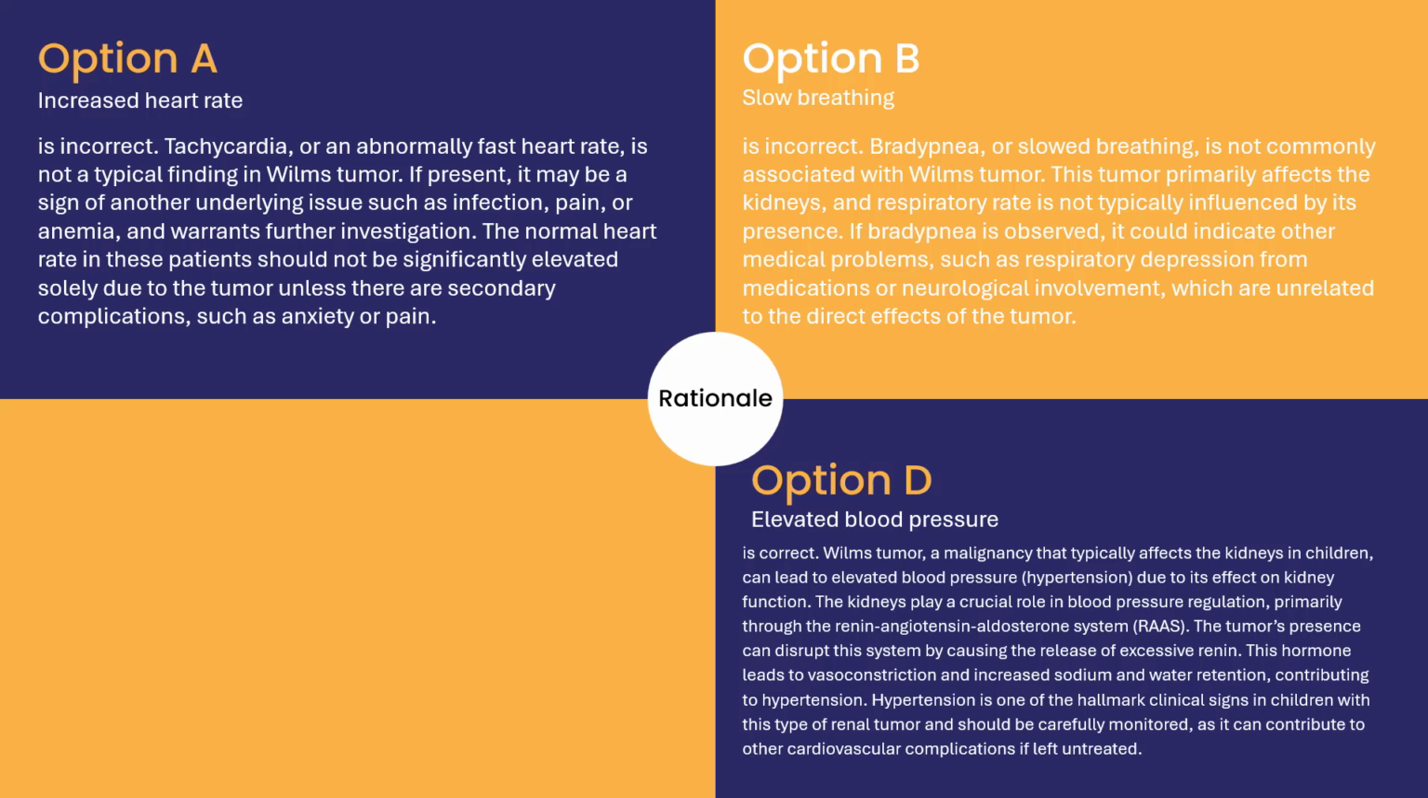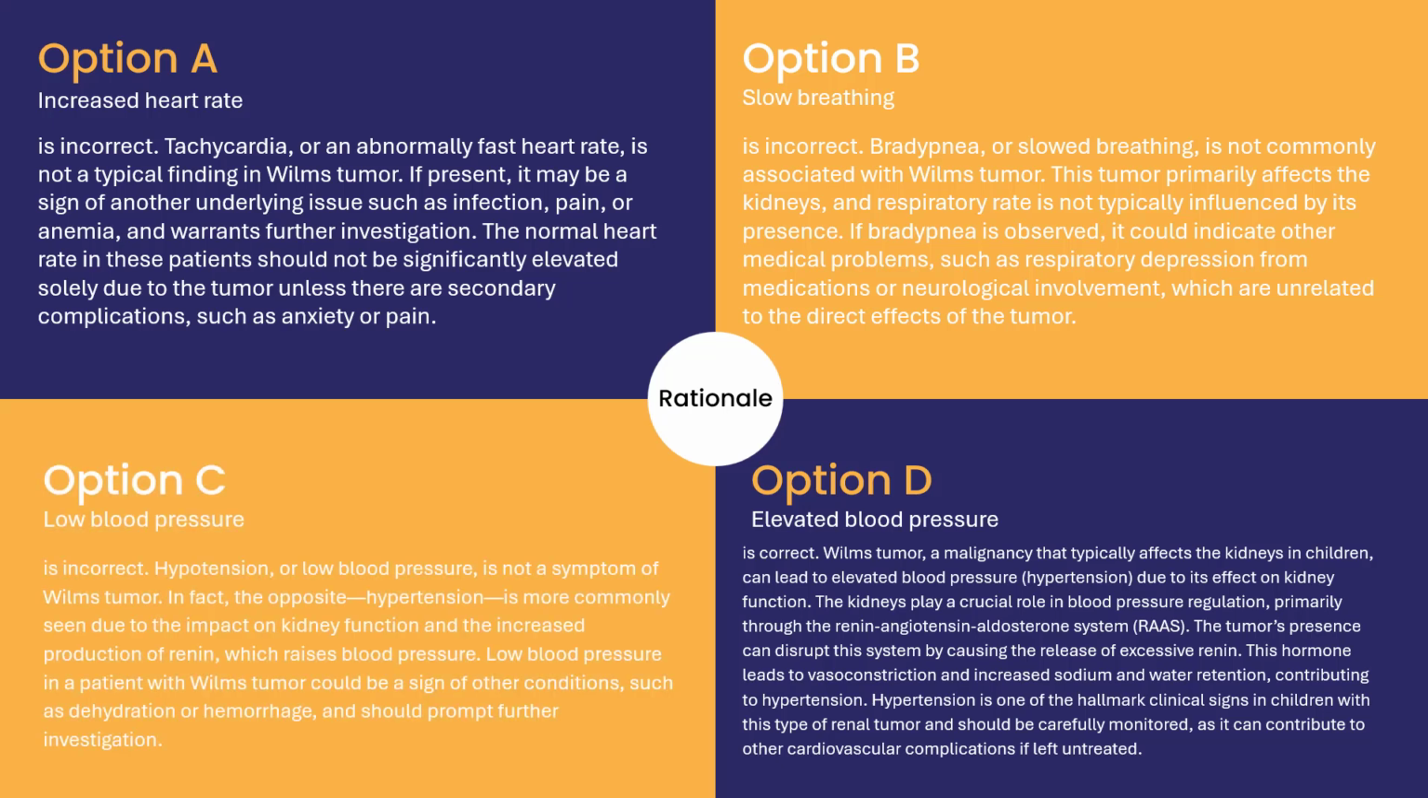C is incorrect. Hypotension, or low blood pressure, is not a symptom of Wilms tumor. In fact, the opposite, hypertension, is more commonly seen due to the impact on kidney function and the increased production of renin, which raises blood pressure. Low blood pressure in a patient with Wilms tumor could be a sign of other conditions, such as dehydration or hemorrhage, and should prompt further investigation. Let's move on to the next question.